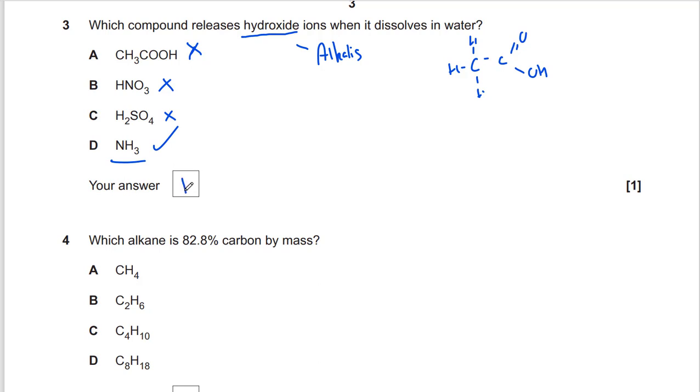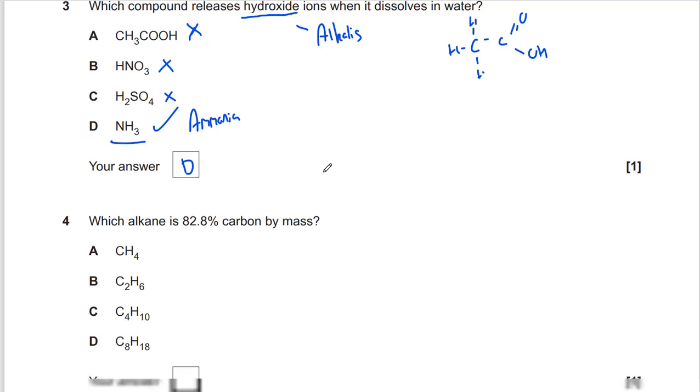NH3, definitely the right answer. It's ammonia, and it is a weak alkali. So when you add it to water, you end up with NH4+ and OH- formed. So that is correct, it's ammonia. And again, basic GCSE knowledge. In fact, three of these are acids, one is an alkali. Nice and straightforward.